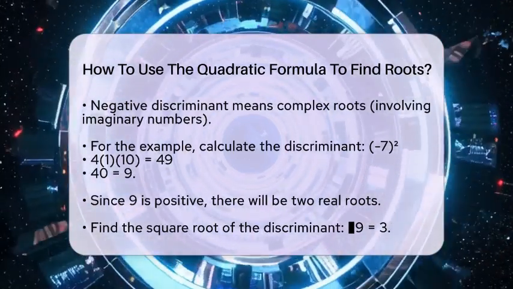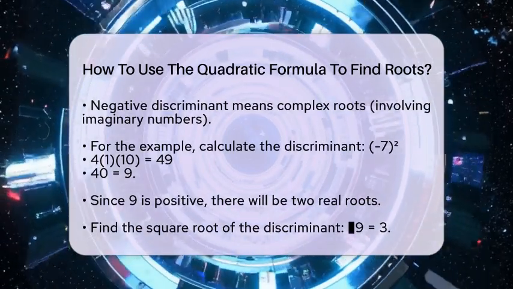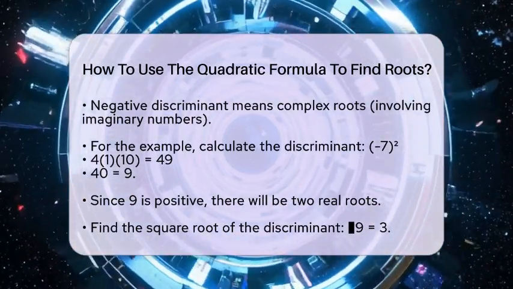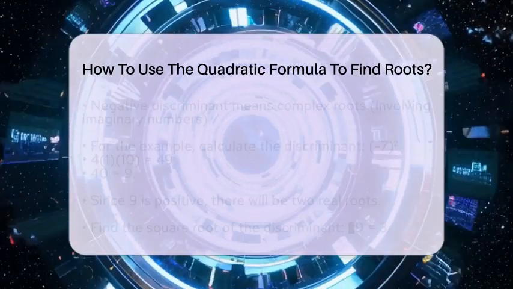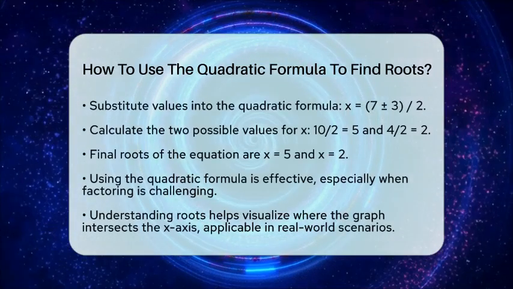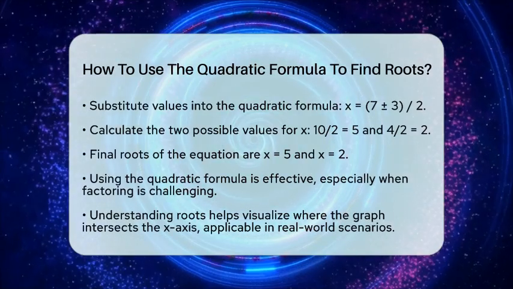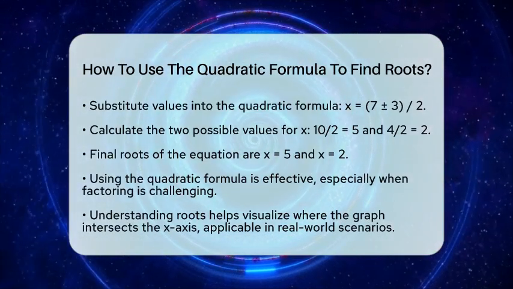We take 7 plus 3, which gives us 10. Dividing 10 by 2 gives us 5. Next, we take 7 minus 3, which gives us 4. Dividing 4 by 2 gives us 2. So, the roots of our equation are x equals 5 and x equals 2.